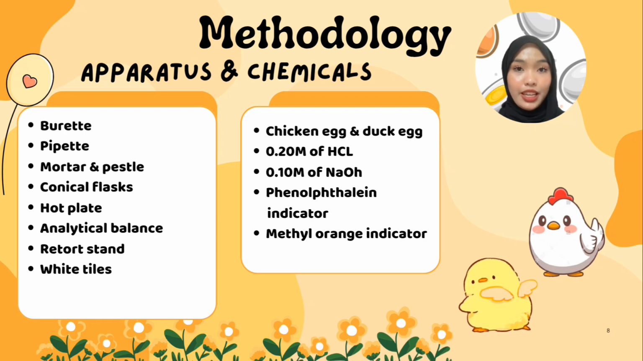In this methodology section, the apparatus and chemicals used for this experiment were carefully selected, ensuring they align with the study's objective and are detailed to provide clarity for replication and validation purposes. They are: burette, pipette, conical flask, mortar and pestle, hot plate, analytical balance, retort stand, white tiles, chicken egg and duck egg, 0.2 molar hydrochloric acid, 0.1 molar sodium hydroxide, phenolphthalein indicator and methyl orange indicator.